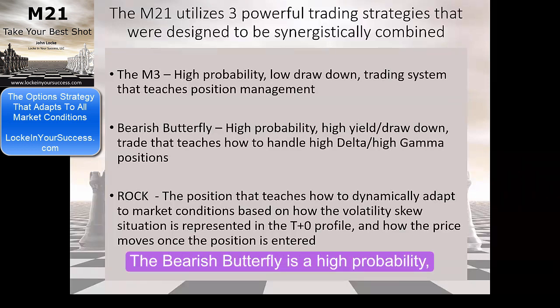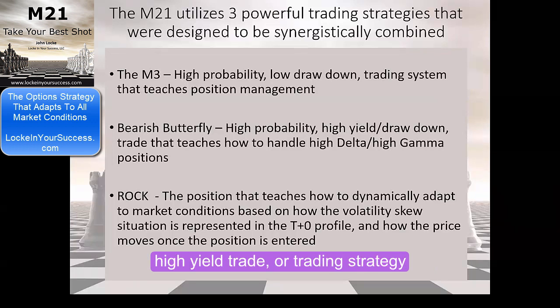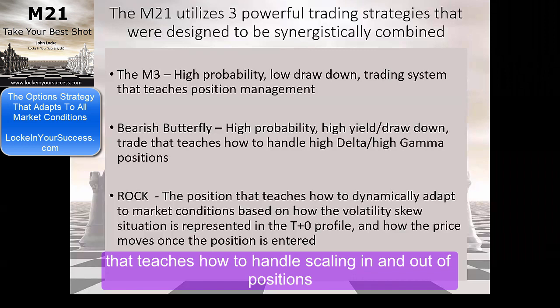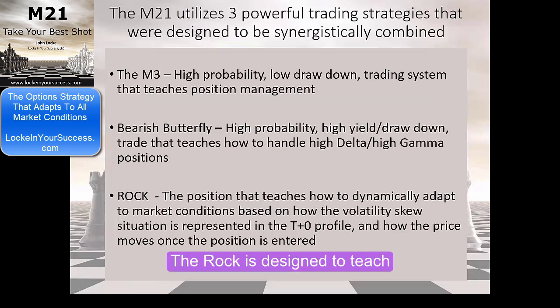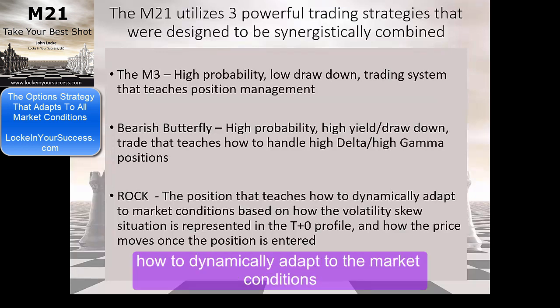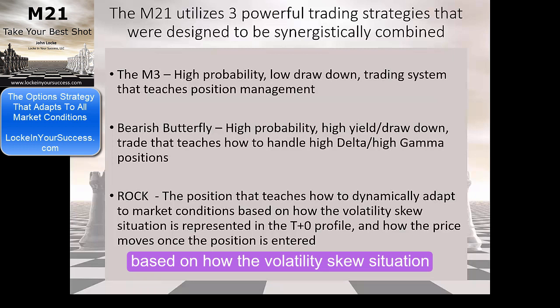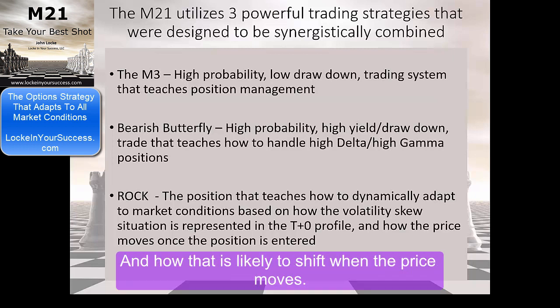The Bearish Butterfly is a high probability, high yield trade or trading strategy that teaches how to handle scaling in and out of positions, as well as high delta and high gamma positions. The Rock is designed to teach how to dynamically adapt to market conditions based on how the volatility skew situation is represented in the T+0 line profile, and how that is likely to shift when the price moves.